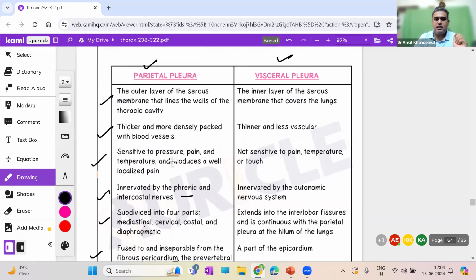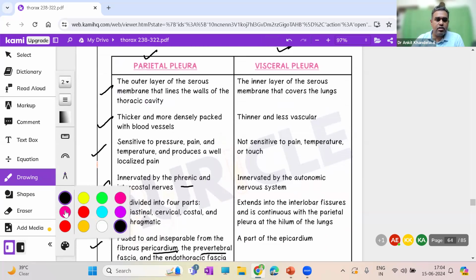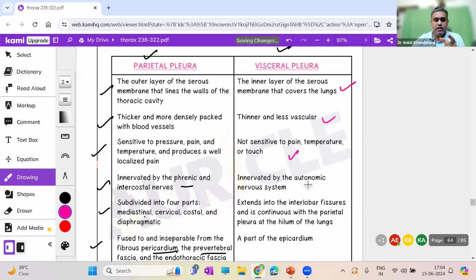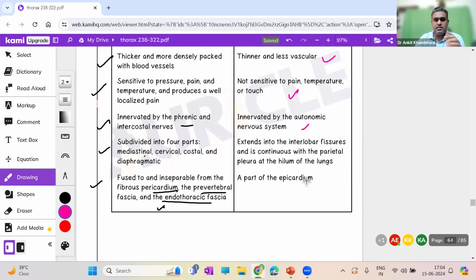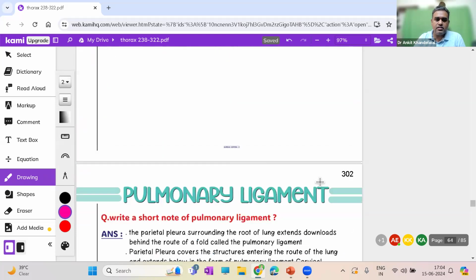Compare it with the visceral pleura, the inner layer. We all know it's an inner layer. It's thinner and less vascular, not sensitive to pain, but sensitive to stretch, innervated by the autonomic system. It extends to wherever the lungs go, into whatever fissures, and it's a part of the epicardium. So there are a lot of differences.